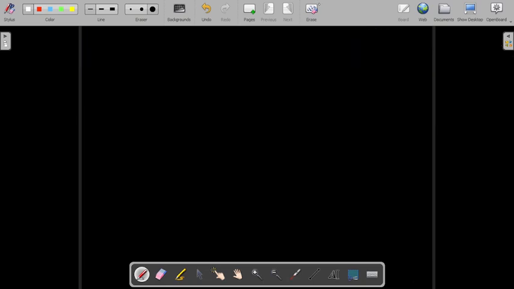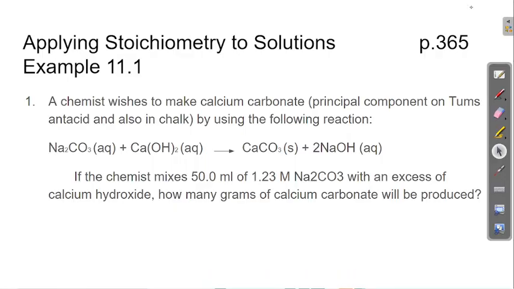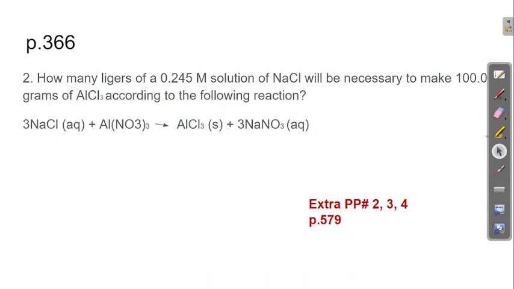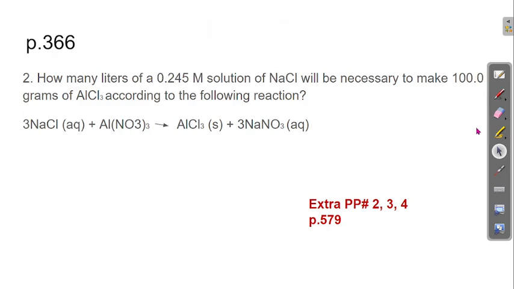Let's erase and do the second section. It's on page 366. Here it is. I'm going to read it to you. The second section says the following. How many liters of 0. Let me see for a minute. Okay, I went in and corrected that. Sometimes my fingers type faster than my brain.